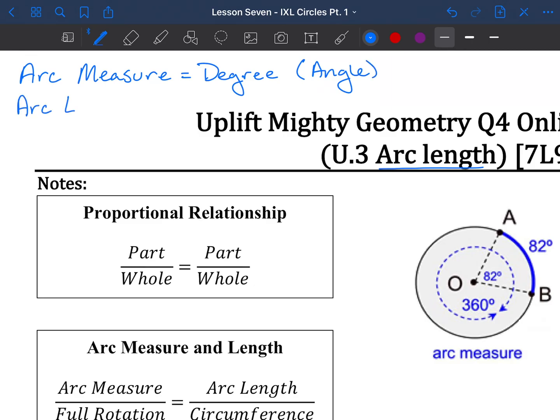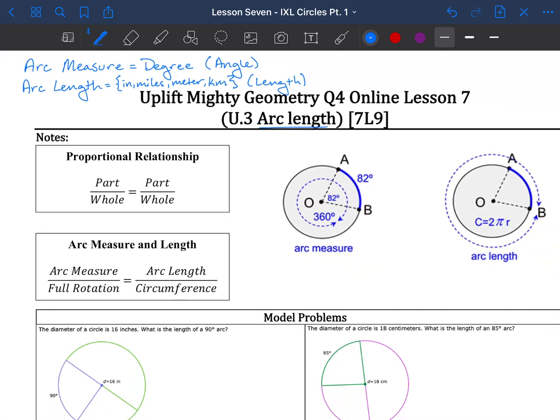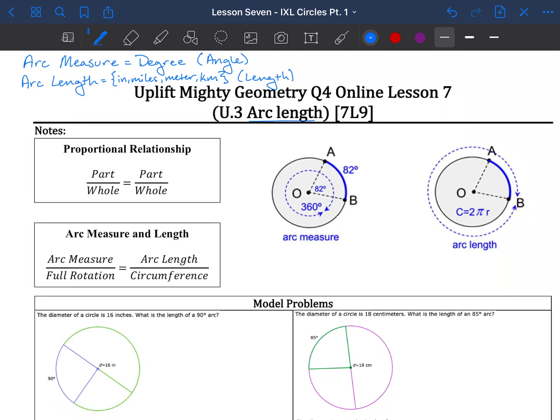Arc length, it's kind of in its name, is dealing with the length of it. So it's any measurement of length. It could be inches, miles, meters, kilometers, anything that deals with length. So there's two ways of measuring arcs: the length of it and the measure of it.